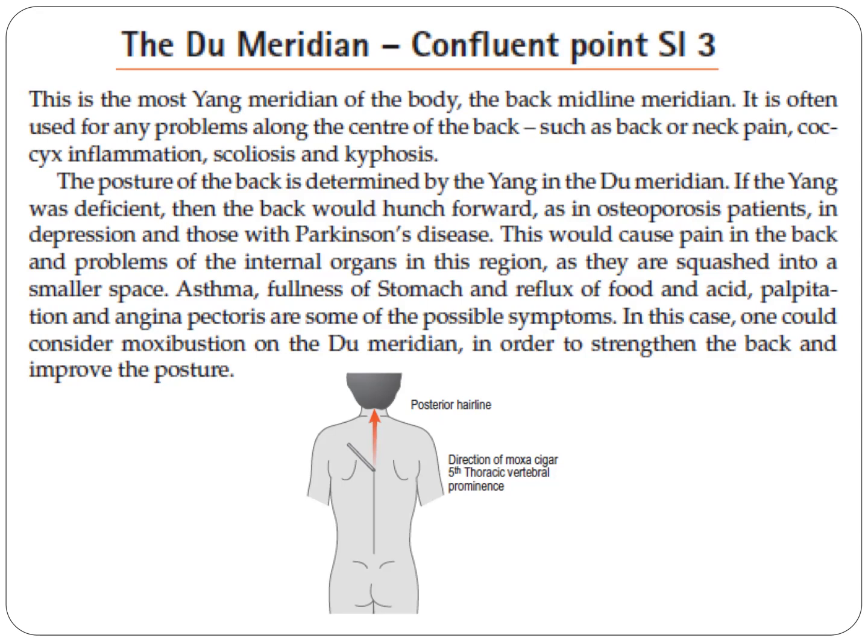If the yang is deficient, then the back would hunch forward, as in osteoporosis patients, in depression, and those with Parkinson's disease. This would cause pain in the back and problems of the internal organs in this region, as they are squashed into a smaller space. Asthma, fullness of stomach, reflux of food and acid, palpitation, and angina pectoris are some of the possible symptoms. In this case, one could consider moxibustion on the Du meridian in order to strengthen the back and improve posture.